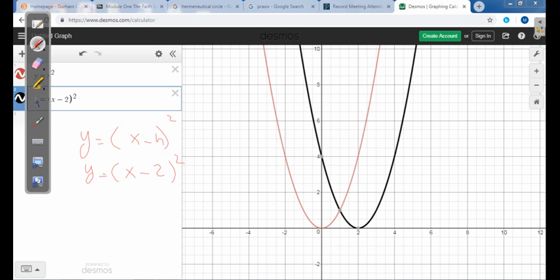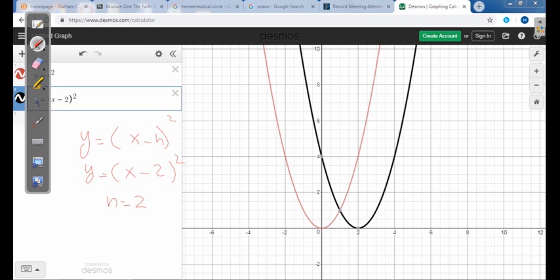What's the value of h? H is a positive 2. When I replace it in, it's going to become x minus 2. Why does it turn into a minus 2? Because it's already a minus in there. The formula is x minus h. That's the original one. Because the formula is a minus, if I plug in a positive value, it's going to stay a minus.